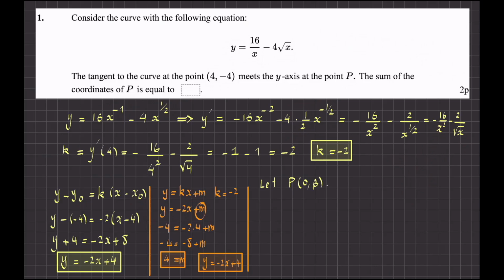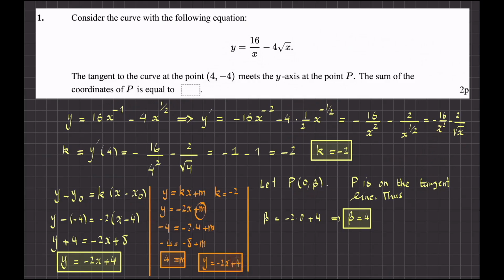Okay, and then what happens, P is on the tangent line. Thus, the coordinates of the point will satisfy the equation of the line. So it means that instead of y, I put beta, and instead of x, I put 0. So beta becomes -2 times 0 plus 4. So beta is just simply 4. Or if you understand that the m value is the y-intercept, you could immediately understand that beta is 4. So it doesn't matter, okay?